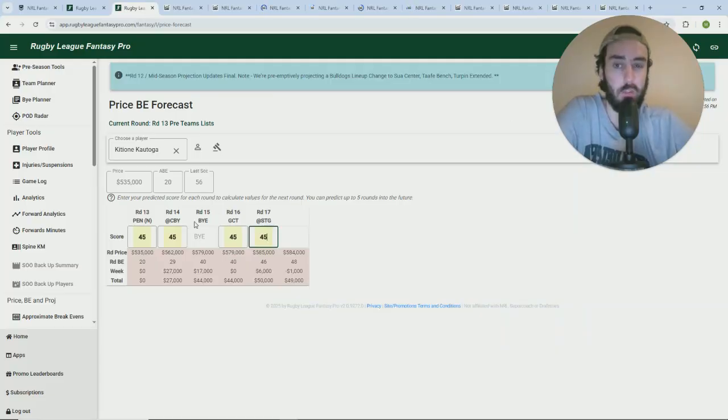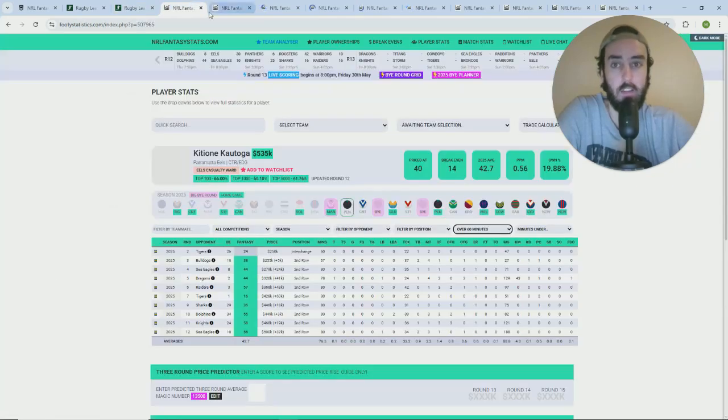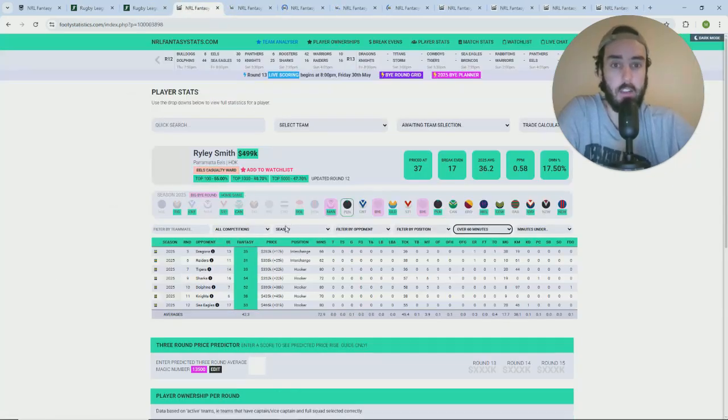But for this round, with a 20 break even, he's an easy hold for at least a couple of weeks, and maybe look to reassess in round 15. Riley Smith, very similar boat.